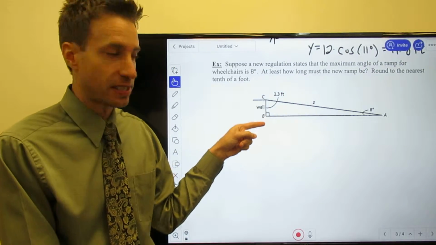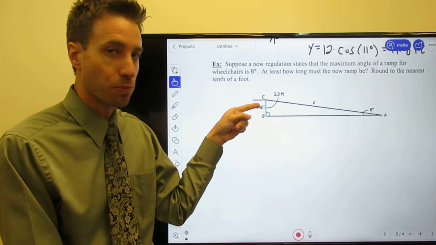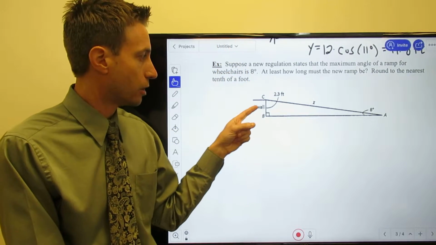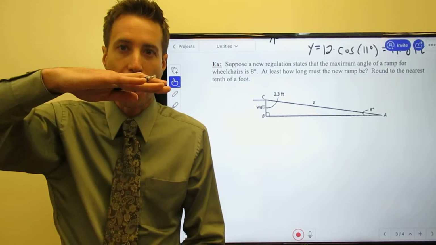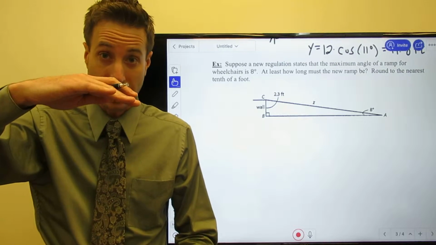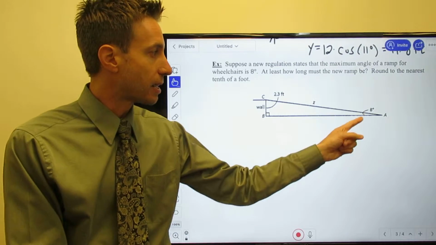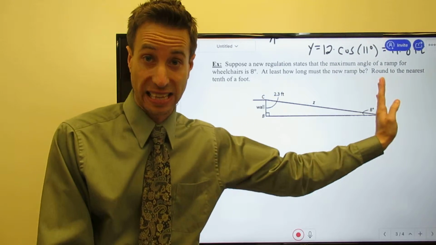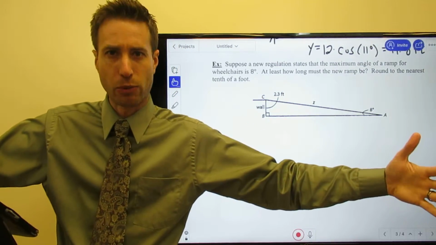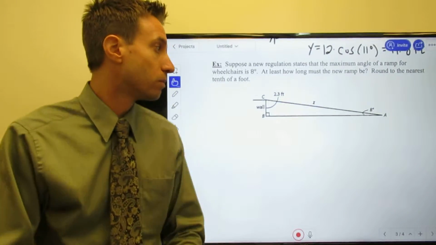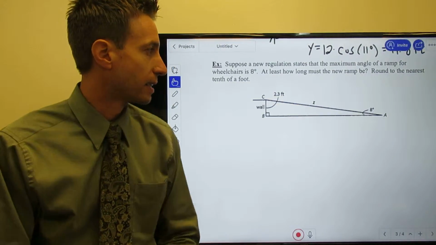Well, the height of the steps hasn't changed any. 2.3, that was from up above. I can't change how high the building is, how big the steps are. I can't change that. So because of 8 degrees, what I have to do is lengthen the ramp. I have to make the ramp longer. So that's what we want to find. We want to find z.